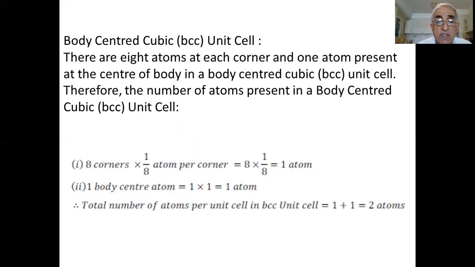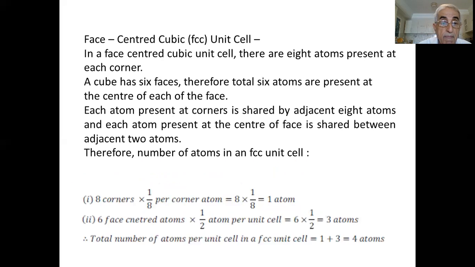Body-centered BCC unit cell. There are 8 atoms at each corner and 1 atom present at the center of the body. In a body-centered cubic BCC unit cell, the number of atoms is 8 divided by 8 atoms per corner, which becomes 1 atom, plus 1 body-centered atom, 1. So the total number of atoms per unit cell in the BCC unit cell is 1 plus 1 equal to 2 atoms.